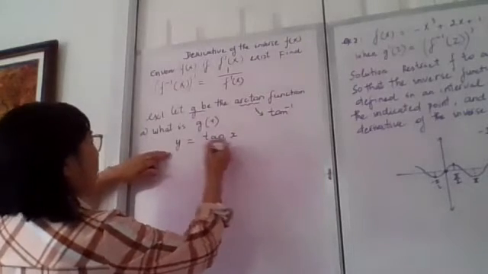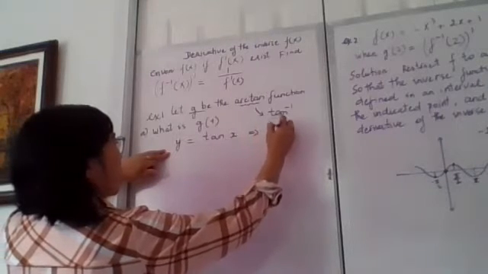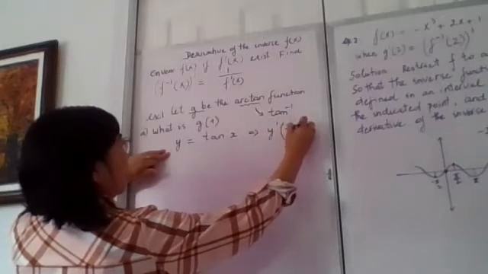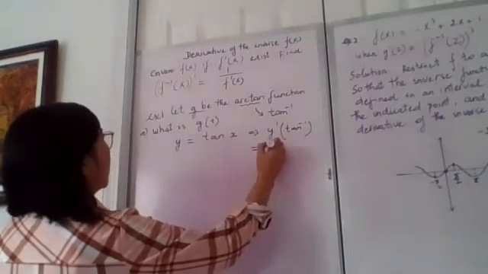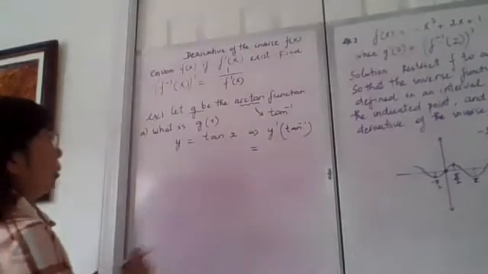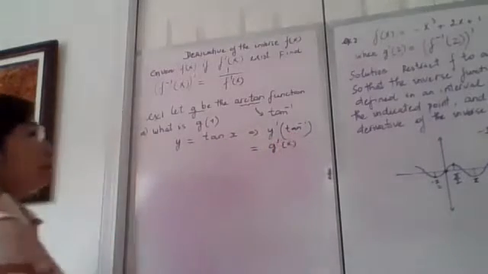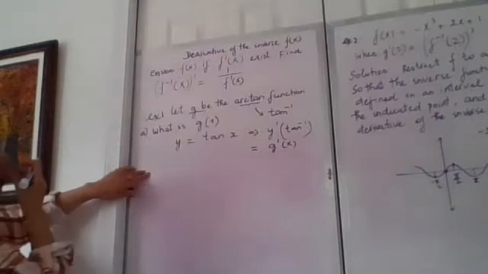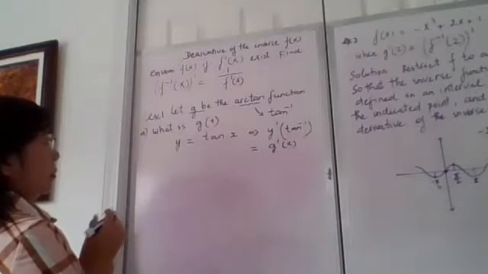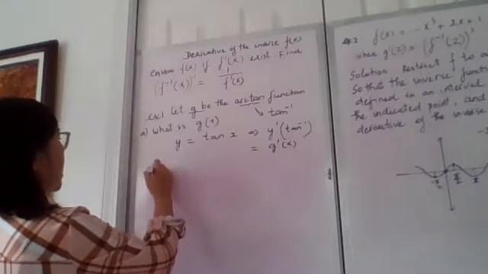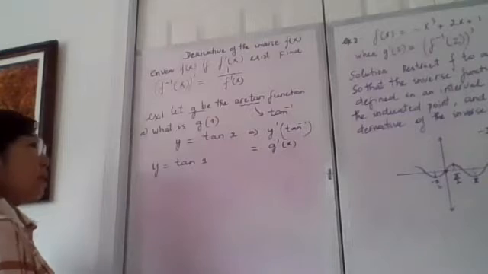And now we want to find y prime of the tan inverse. That's what we want to find. And we name this the same as g prime. Okay, so now let's say y equals tan x. Or we can say y equals tan of 1. But what is tan of 1?